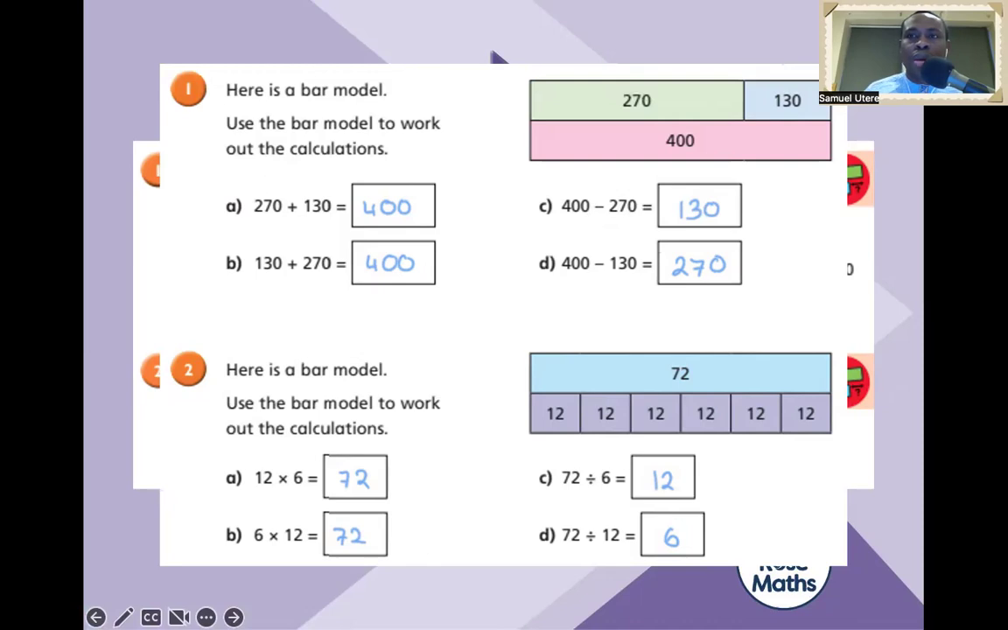Here we have, for question 2, you were asked, here is a bar model. Use the bar model to work out the calculations. And you can see the different calculations that we can deduce from the bar model. So this is the same thing as 12 lots of 6 or 6 lots of 12. And the calculation is commutative, so we can write it like this. Here, we can also use the inverse operation to get the result 12. And same here, the inverse operation to get the result 6.